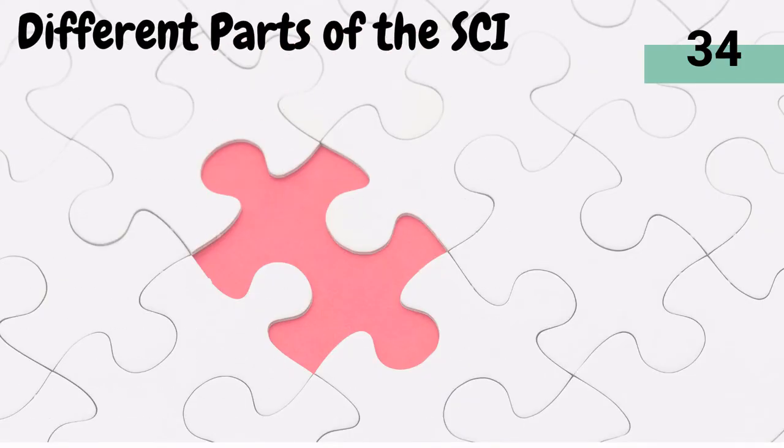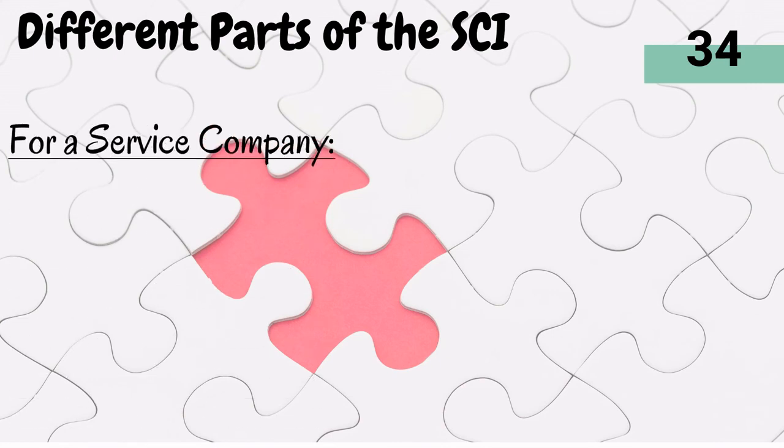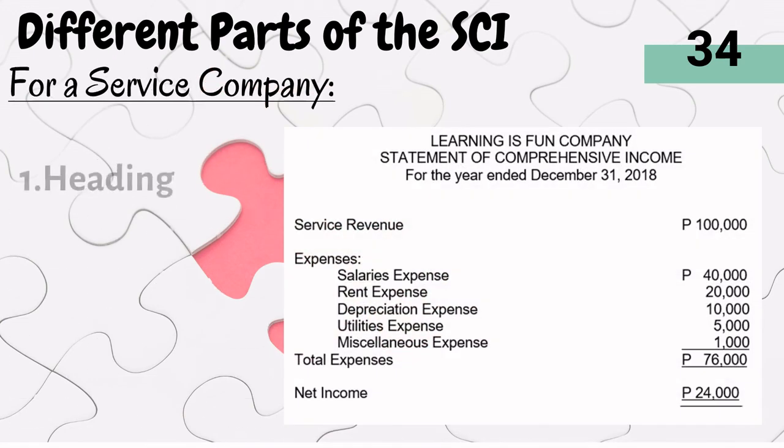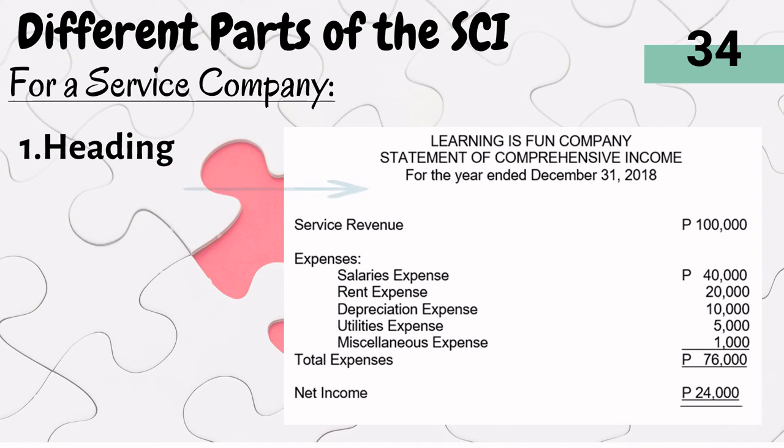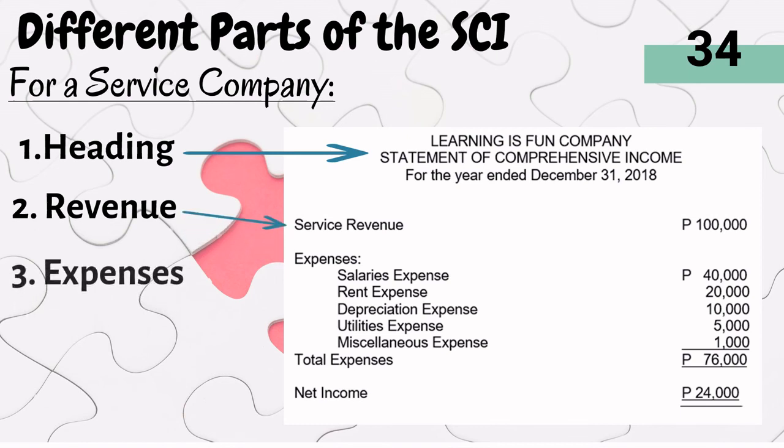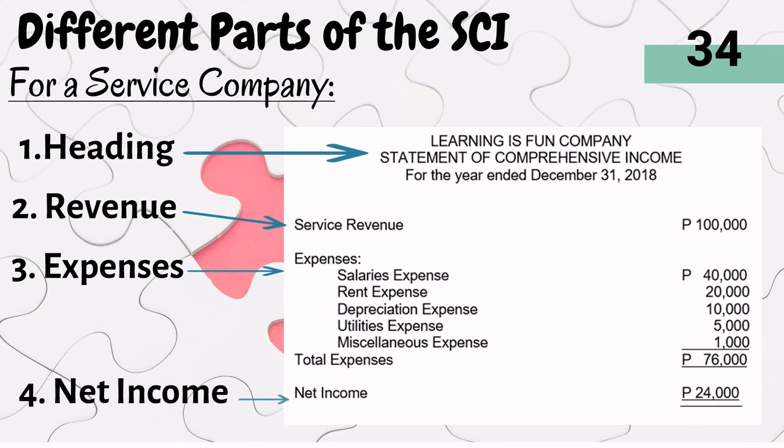Now, let's discuss the different parts of the SCI. For a service company, the first part is the heading. So, dyan nakalagay, Learning is Fun Company, Statement of Comprehensive Income for the year ended December 31, 2018. The second part is the revenue. Then, all the expenses and the net income.